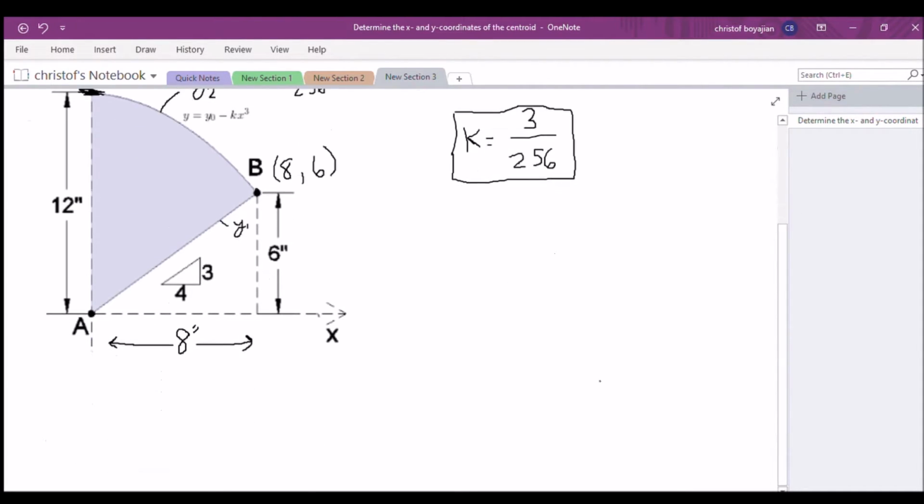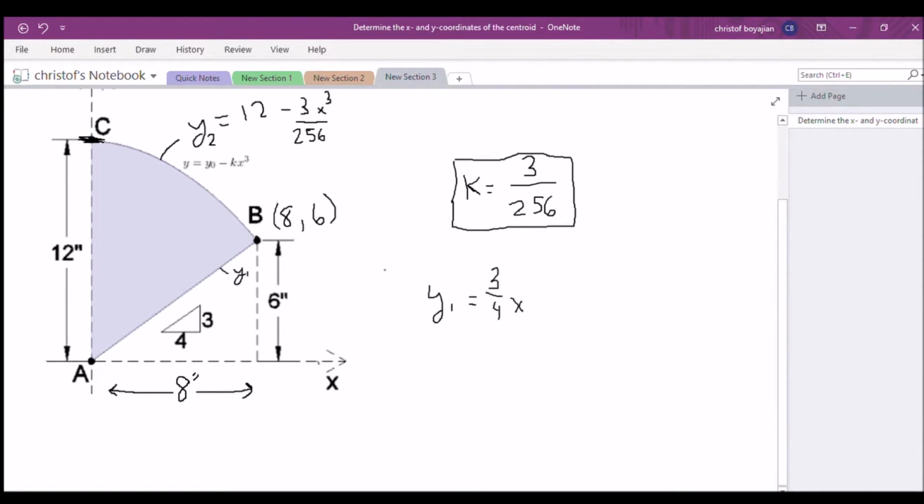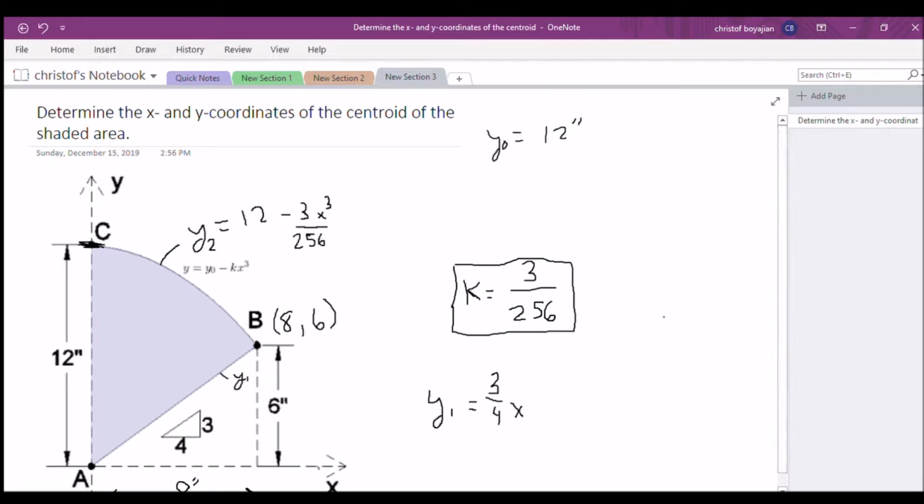Now, y1 is a linear equation, and we need to know what the slope of this guy is. Well, thanks to this triangle, we know that there's a rise of 3 over a run of 4. So that's our slope, actually. So it's going to be 3/4 x. And the y-intercept is 0, so plus 0. We'll just leave it as y1 equals 3/4 x. All right, so now that we have figured this out, I'm going to erase this k because I've written k over here.